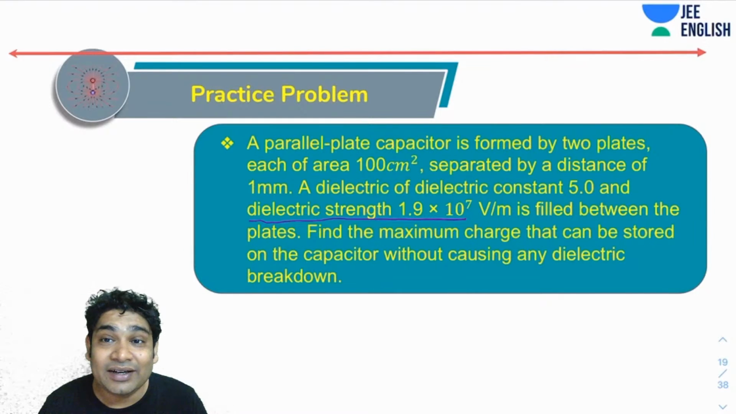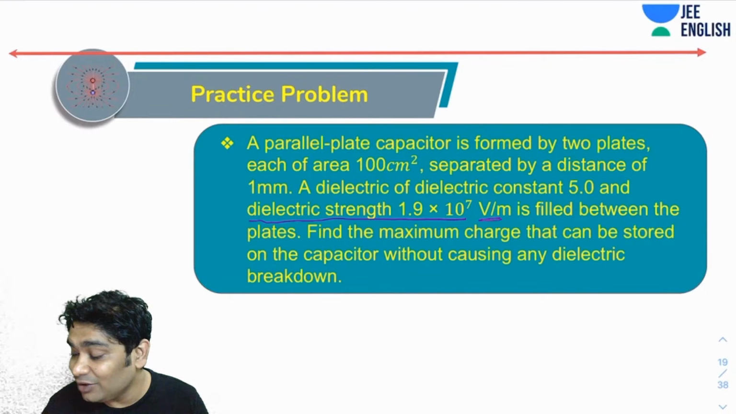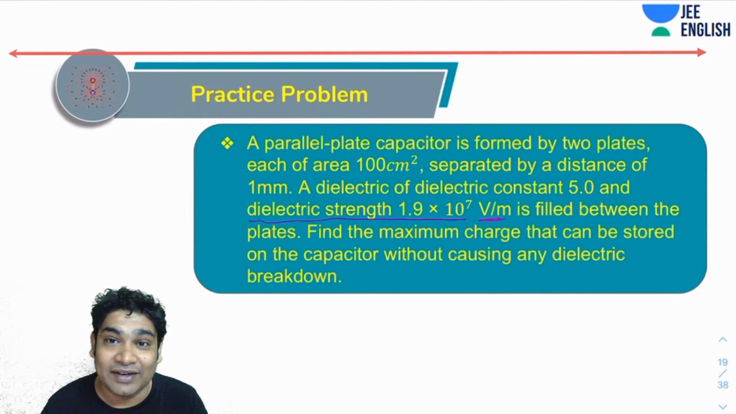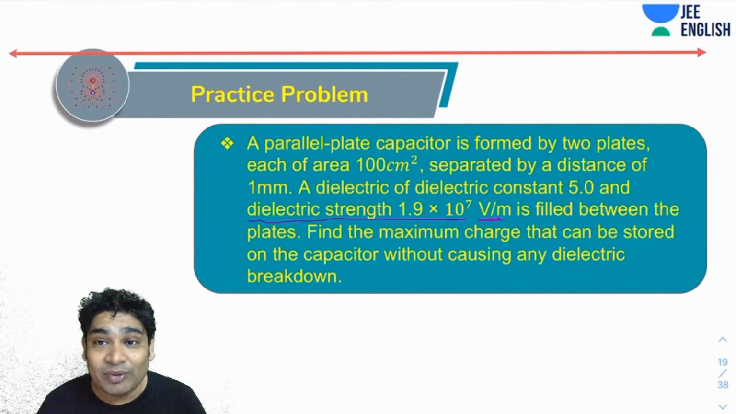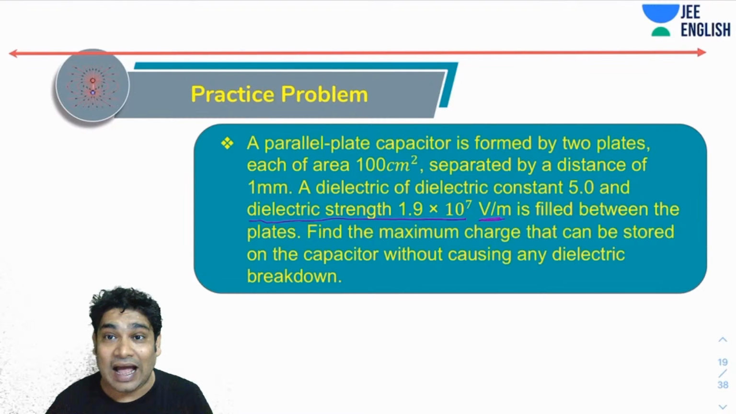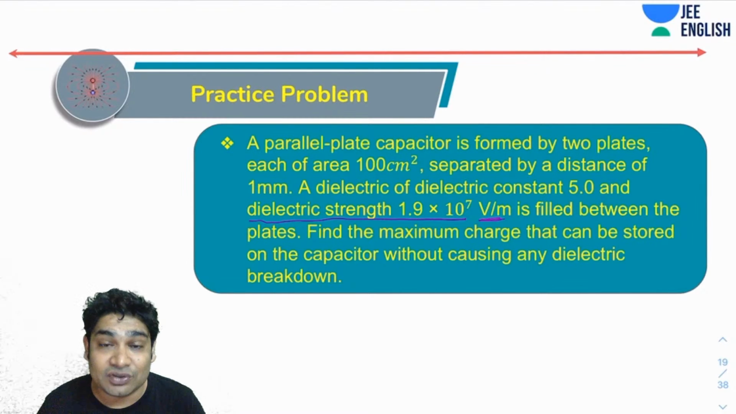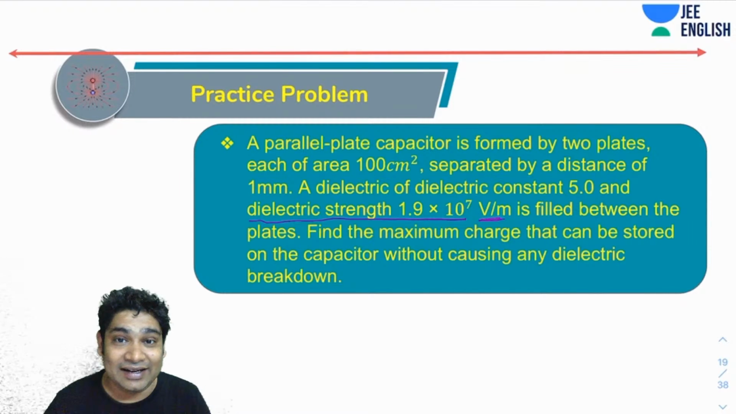So here you have been given the dielectric strength. You realize from the units that this is the strength of electric field. You have been told that your material has a dielectric constant of 5 and dielectric strength of 1.9 into 10 to the power 7 volt per meter. This is filling the place of the capacitor. Now you have to find the maximum charge that can be stored in the capacitor without damaging the dielectric.